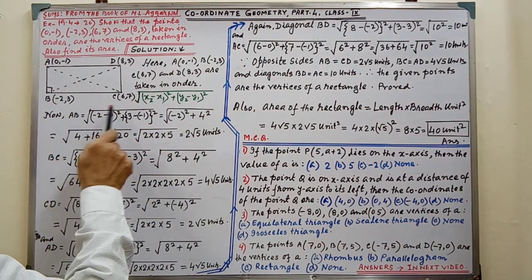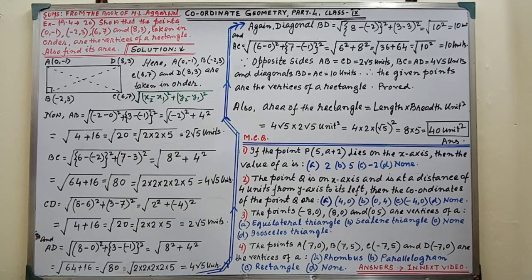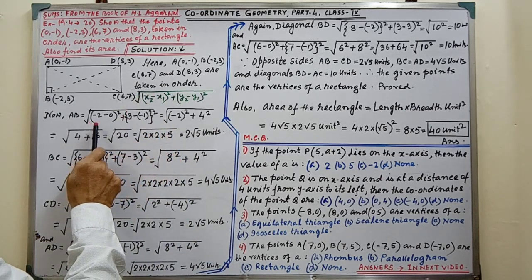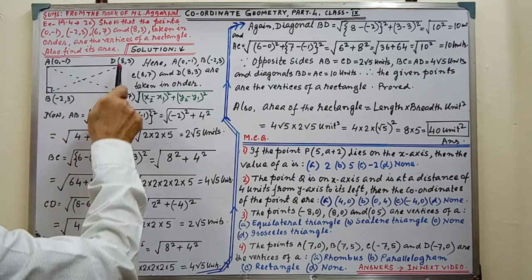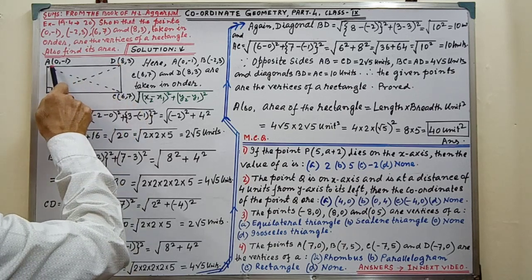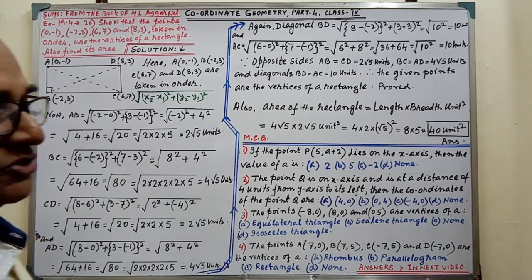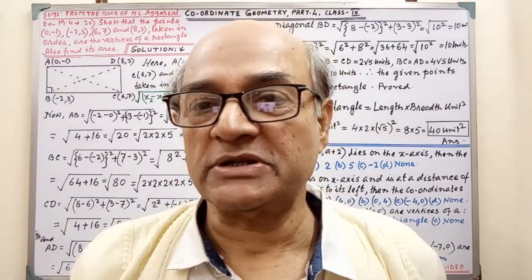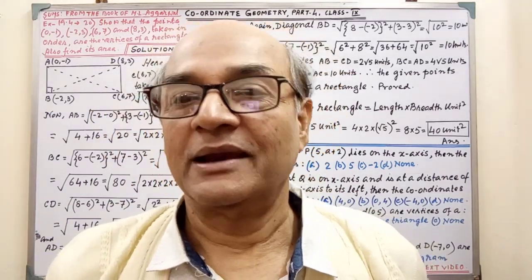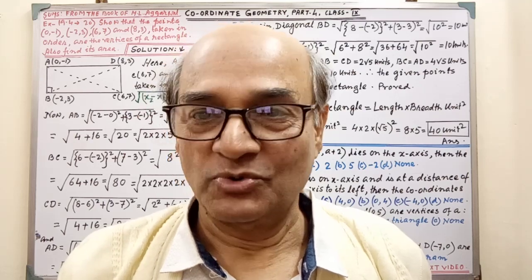That is root over (x2 minus x1) whole square plus (y2 minus y1) whole square. By applying this formula we have to find out 6 distances: AB, BC, CD, DA or AD, AC diagonal and BD diagonal. Because to prove the rectangle, we have to prove opposite sides are equal and the lengths of the two diagonals must be equal. Then it will be a rectangle.